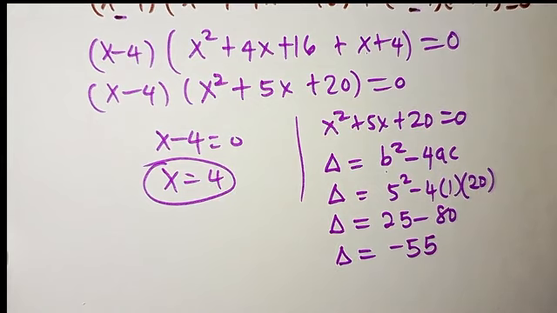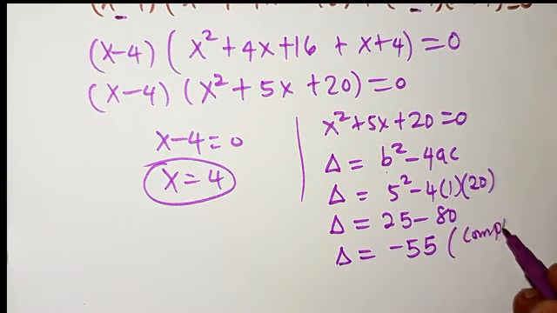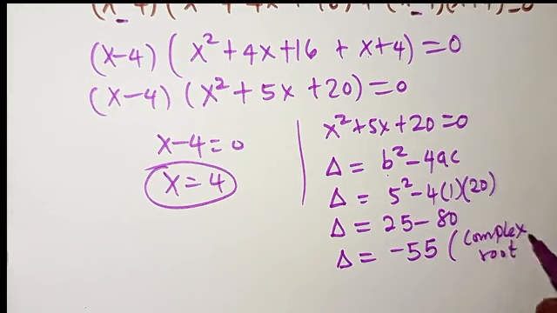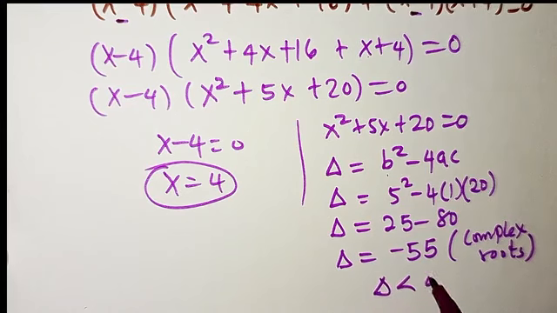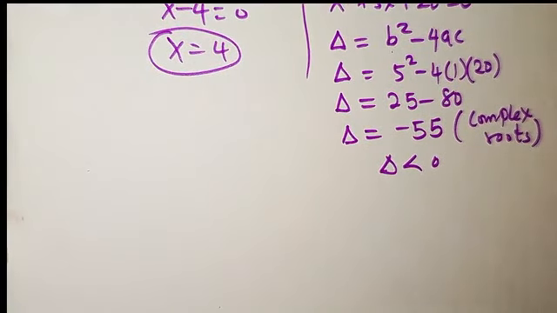From there, you can see that this is going to be complex roots. You know why? Because this is now less than 0. The discriminant is less than 0. And whenever the discriminant is less than 0, it means that we are going to have complex roots. But since the question said we should look for the value of x, let's look for the complex roots.